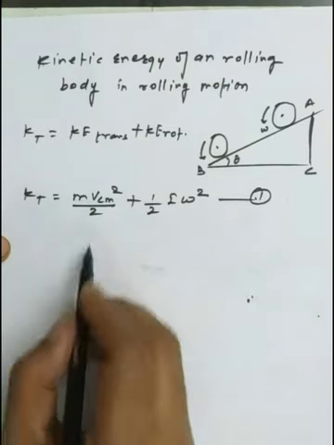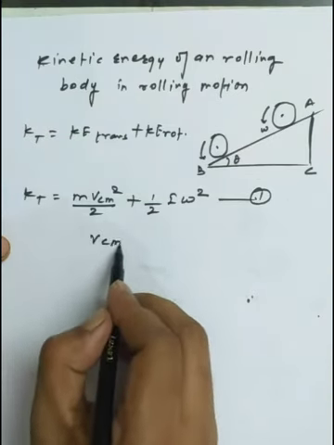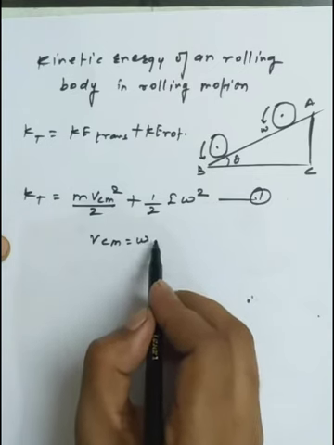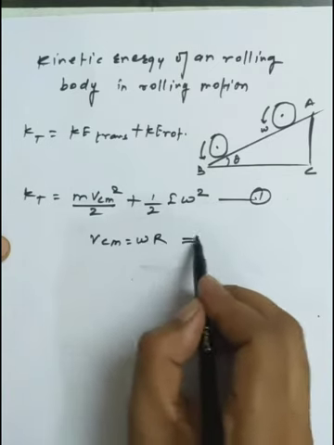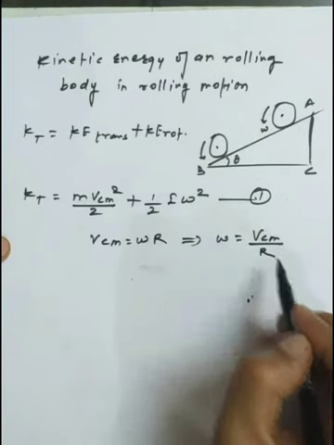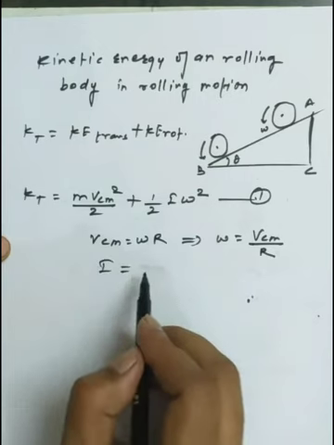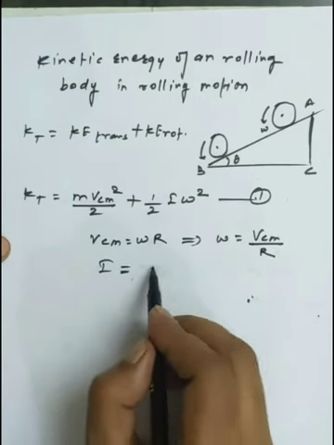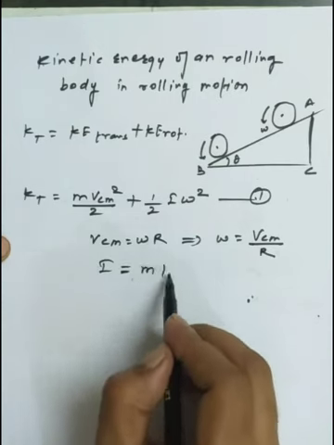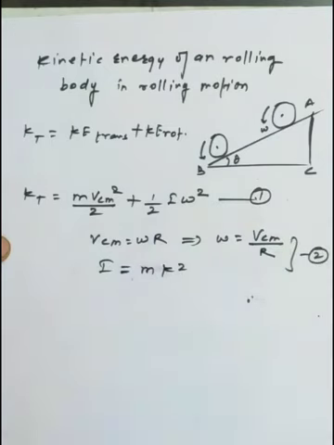Now we want to make some basic changes here. Now the velocity of the center of mass is v equal to omega r, so we can substitute omega in terms of the velocity of center of mass divided by r. Okay, now here we have the moment of inertia of a body in terms of the radius of gyration, that is I equal to mk square. So this is equation number 2 we have.